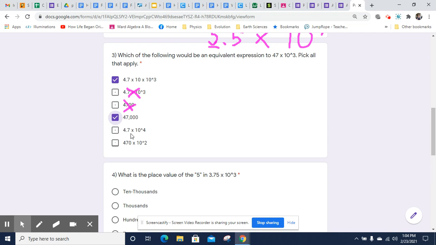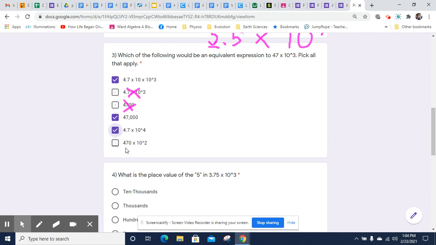Well, that's what would happen if I took this 10 and multiplied it times 10 to the third. That would become 10 to the fourth. And the 4.7 is preserved. All we're doing is making 47 10 times smaller and 10 to the third 10 times bigger. So we're preserving that 10 timesness. So this one is totally legit.